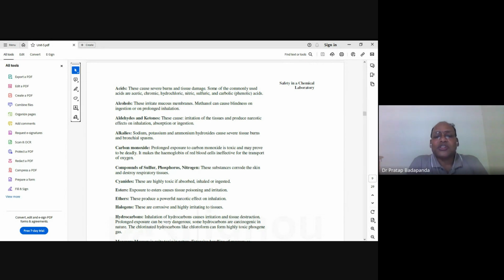Carbon monoxide. Prolonged exposure to carbon monoxide is toxic and may prove to be bad. As you know, carbon monoxide is a pollutant. Carbon has a triple bond: one is a sigma bond, one is a pi bond, and the third is a dative bond, a coordinate bond, which is also a type of covalent bond. It is very stable in nature, which is why carbon monoxide is a hazardous, poisonous gas. So be careful and avoid much exposure to carbon monoxide in the lab.